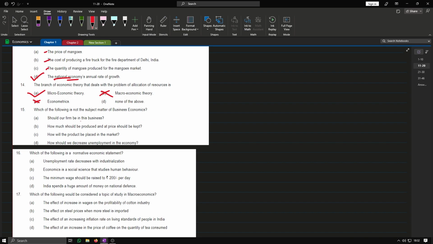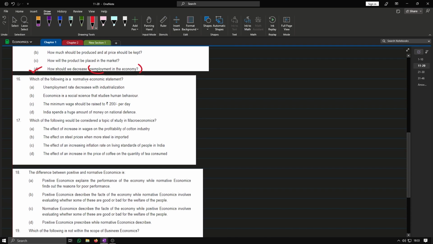A, should a firm be in business? B, how much should be produced and at what price should it be kept? C, how will the product be placed in the market? D, how should we decrease unemployment in the economy? When it comes to business economics, it mostly deals with microeconomics. Decreasing unemployment in the whole economy is a macro issue, so this is not a subject matter of business economics.